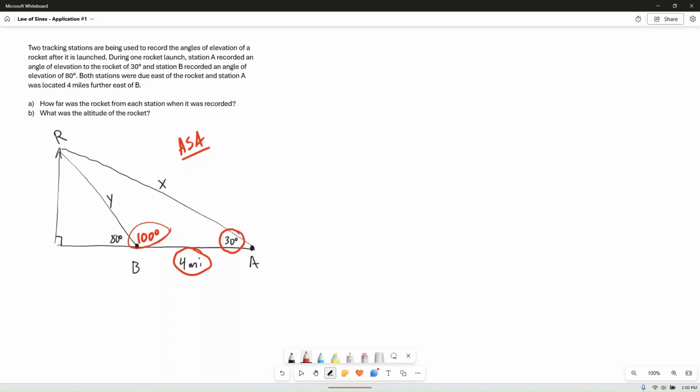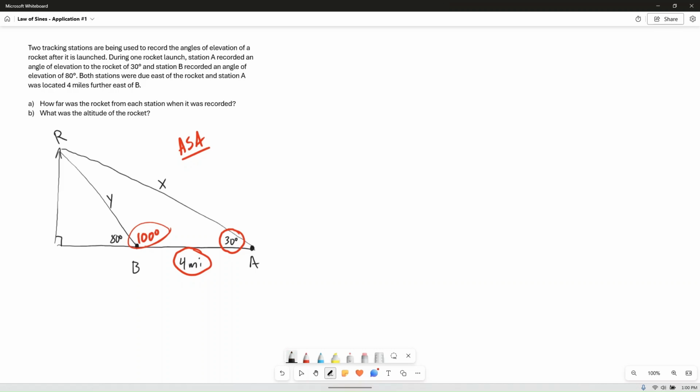But to find side X, that pairs with angle B of 100 degrees. To find side Y, that goes with angle A, but none of those really have a known side. And so that's where the 4 miles comes in. This 4 miles is opposite angle R. So I need to know one of my whole ratios.